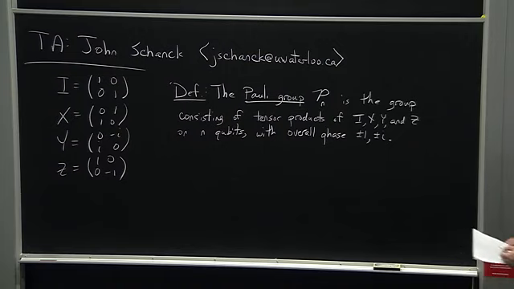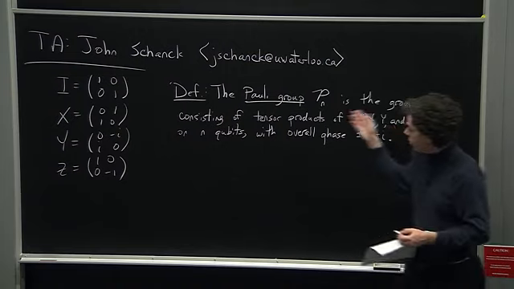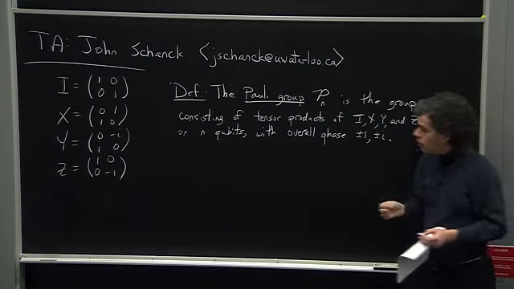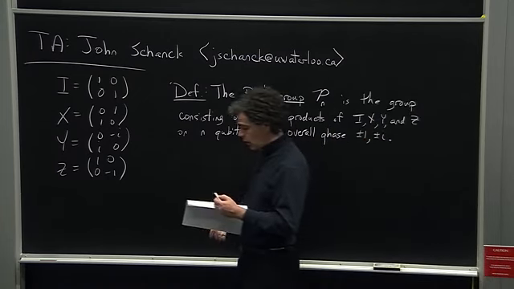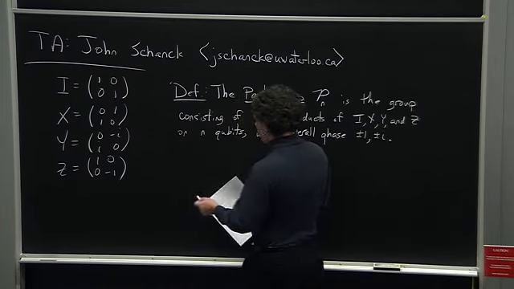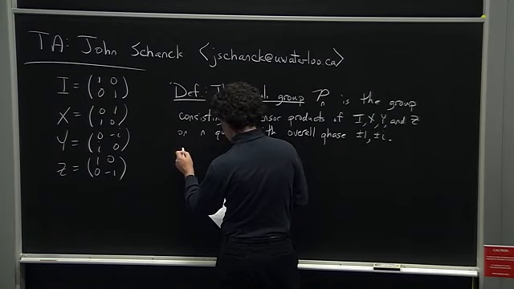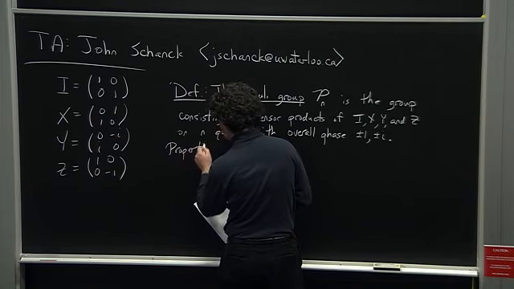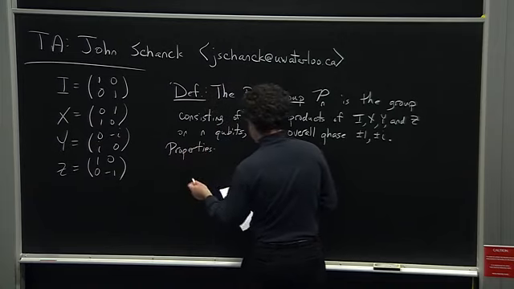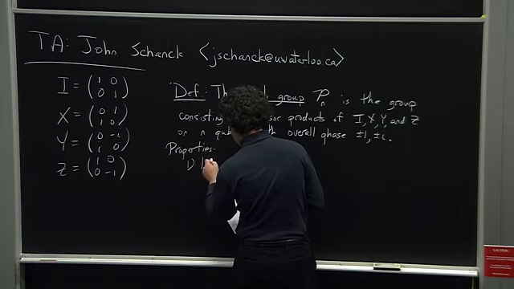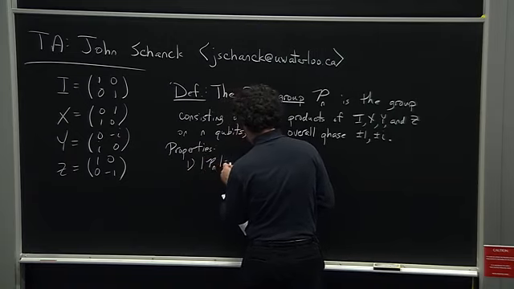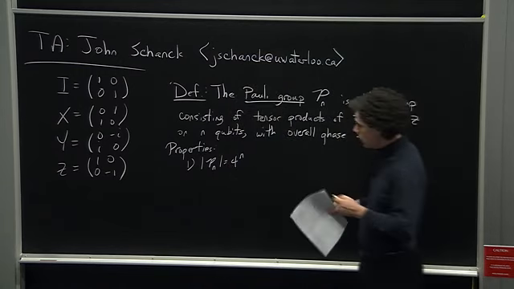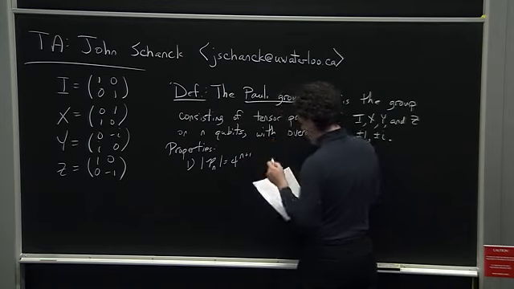And so this group is quite a nice group. It's not abelian, but it's almost abelian. The only thing that can happen is that things commute or anti-commute. And so you have the following nice properties. First of all, the size of this group: there are 4^n tensor products, and then you have the overall phase, so the size is 4^(n+1).